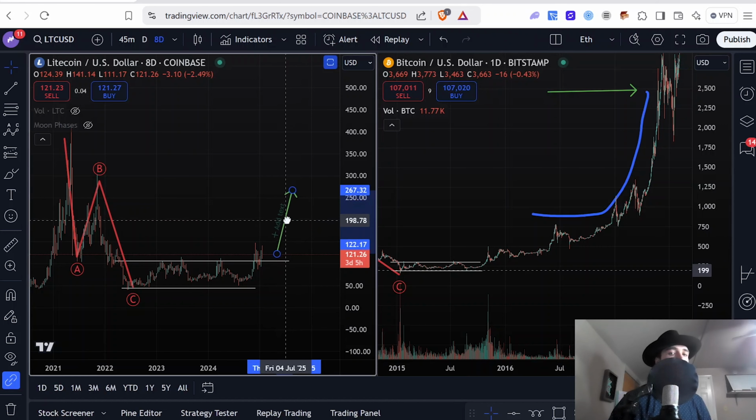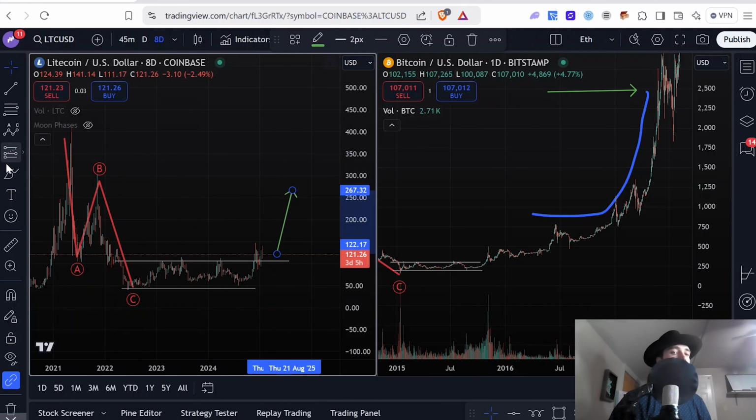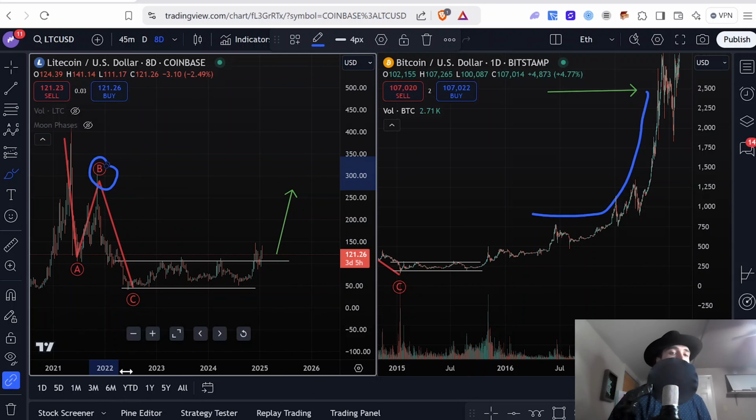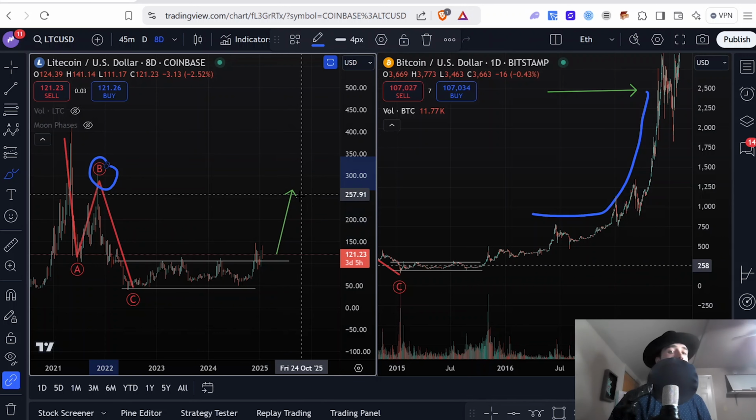It's only a matter of time here for Litecoin in the big picture before we break above wave B. And I believe we're going to break above the old all-time high and go for a big bull market just like 2017 on Bitcoin. So that's what I see in the charts, you guys.